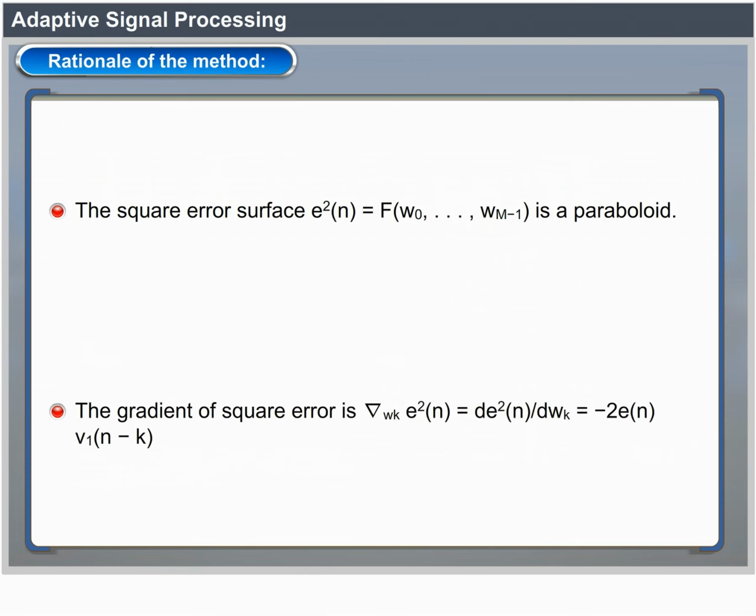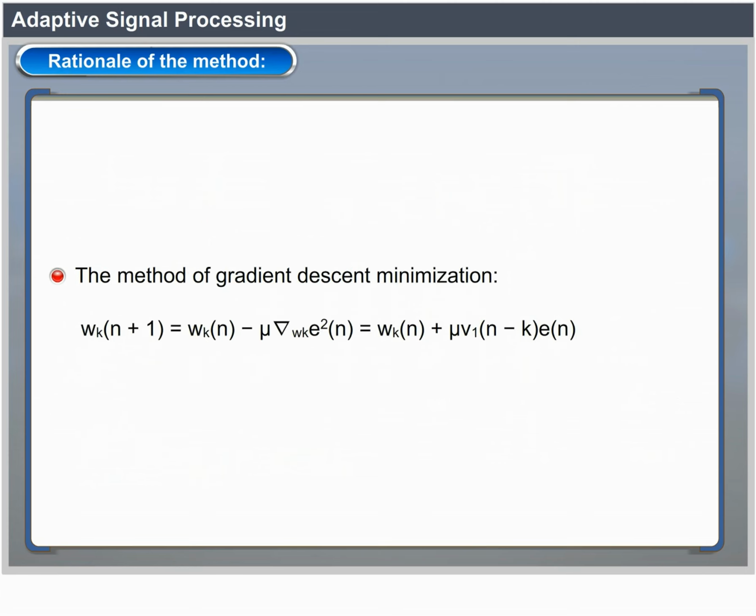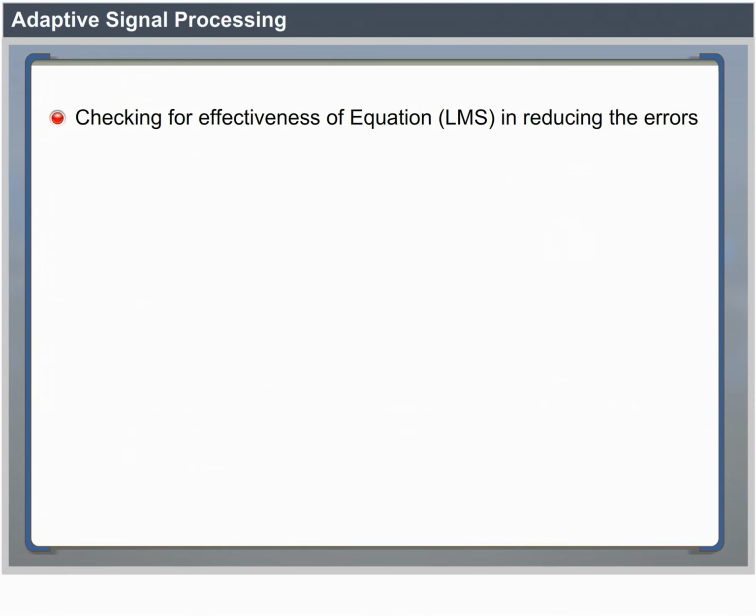The gradient of square error is delta Wk E square[n] = dE square[n] / dWk = -2 E[n] V1[n-k]. The method of gradient descent minimization: Wk[n+1] = Wk[n] - mu delta Wk E square[n] = Wk[n] + mu V1[n-k] E[n]. Checking for effectiveness of equation LMS in reducing the errors.